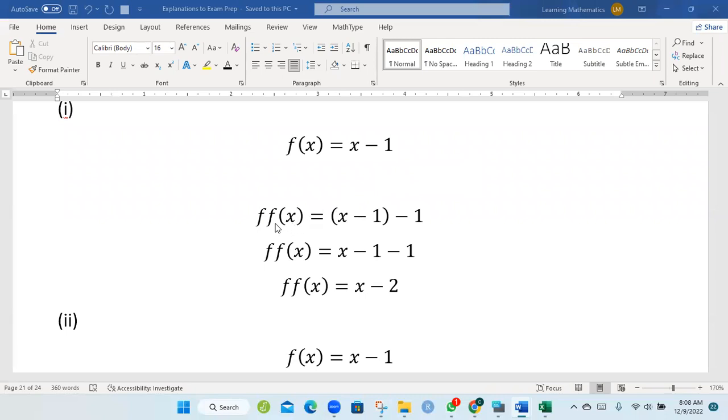Now, to find what is ff, we have to substitute f into f. We know f is x minus 1. So we're going to put x minus 1 into x minus 1, where x is. So x minus 1 minus 1 will give us x minus 2. So ff is x minus 2.